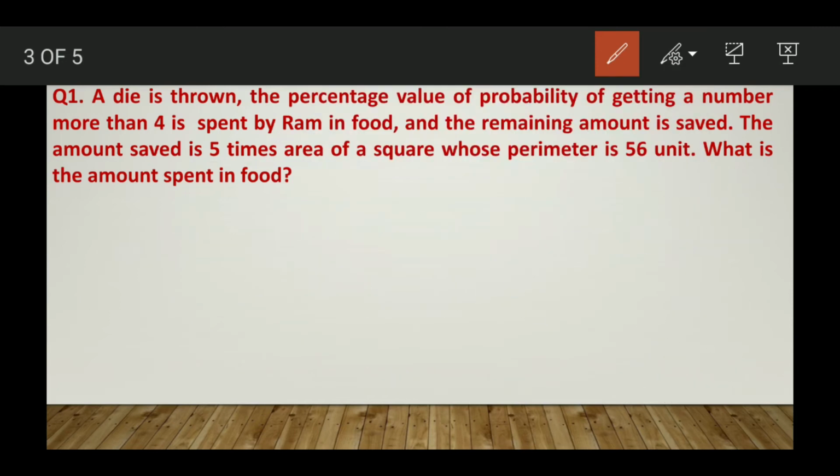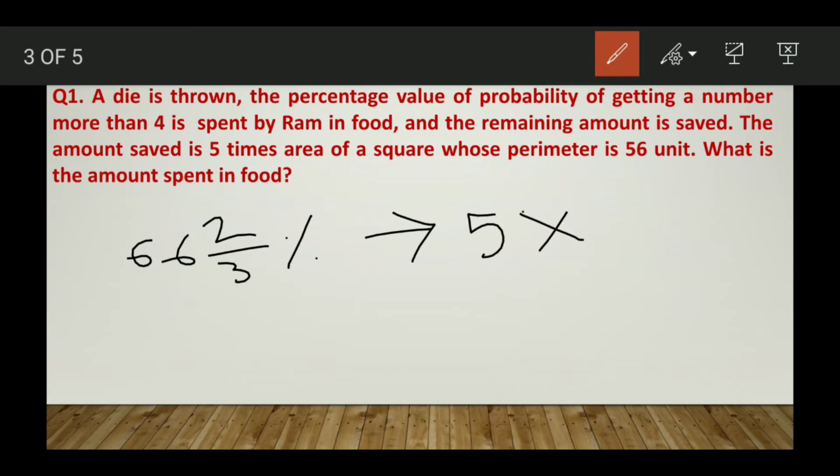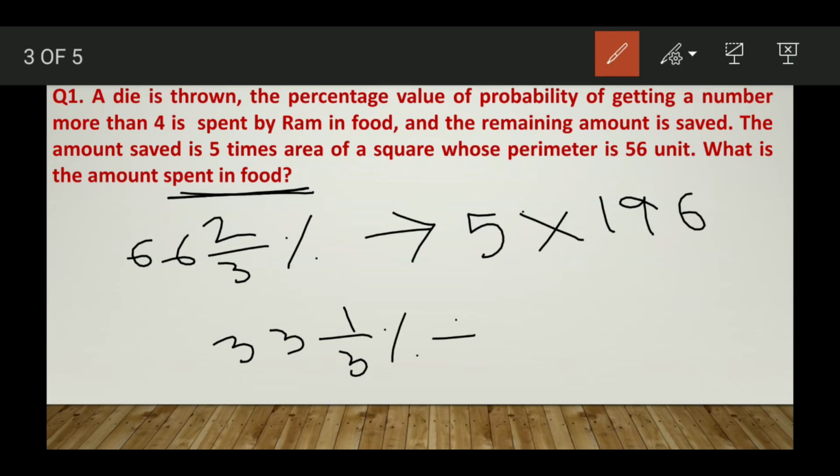Now the area of this square is A squared, that is 14 squared, which is equal to 196. So now it is given that the 66 and 2 by 3 percent amount saved is equal to 5 into the area, which is 196. So this is our condition, but we don't have to find this one. We have to find the money spent in food, that is the 33 and 1 by 3 percent. We have to find this much amount.